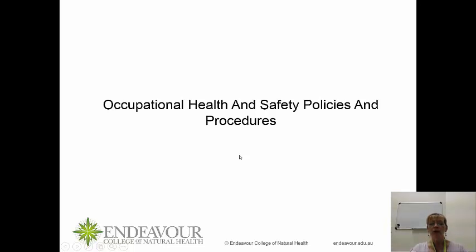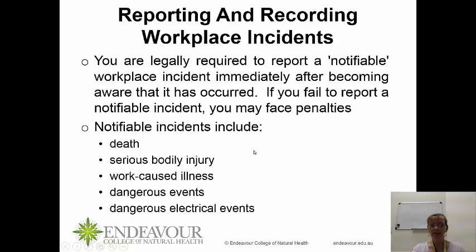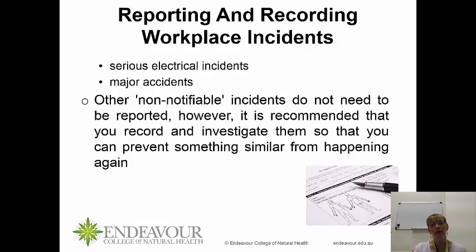Now, some occupational health and safety policies and procedures. If there's a notifiable workplace incident, you are required to report that immediately. You can face penalties if you don't report a notifiable incident. Those kinds of incidents that are notifiable are ones where there's been a serious bodily injury, a death or a work-caused illness, dangerous events or dangerous electrical events. If these happen, they're notifiable, so you must report those, as well as any major accidents or serious electrical incidents.